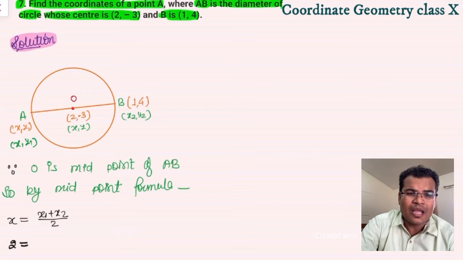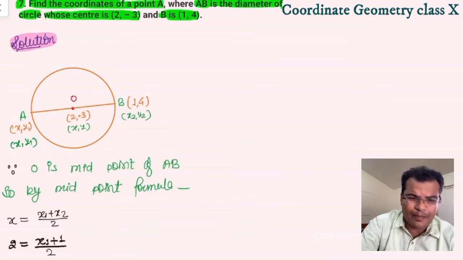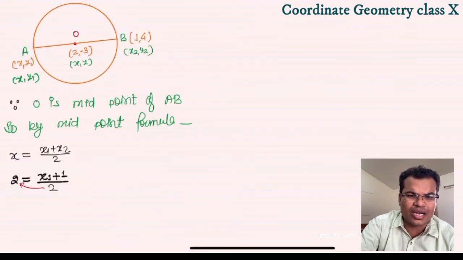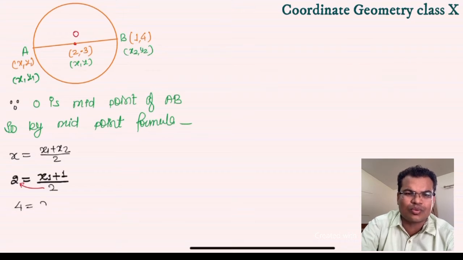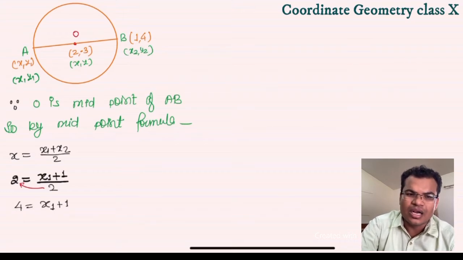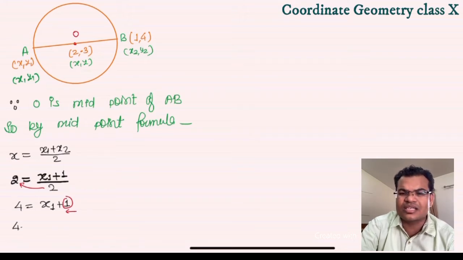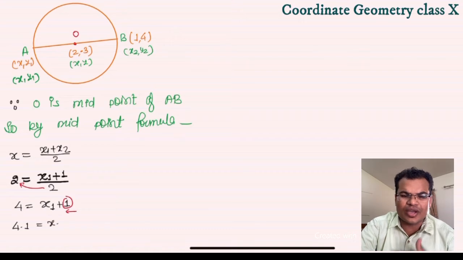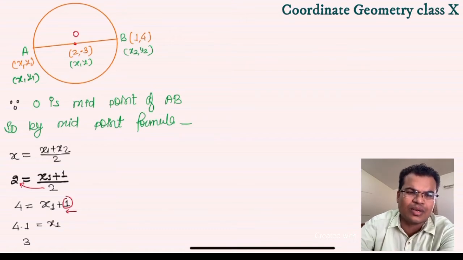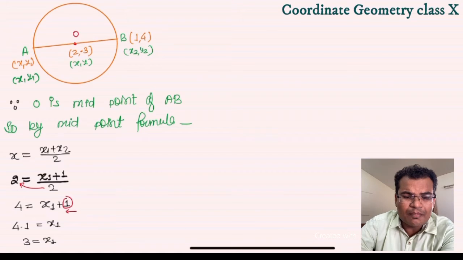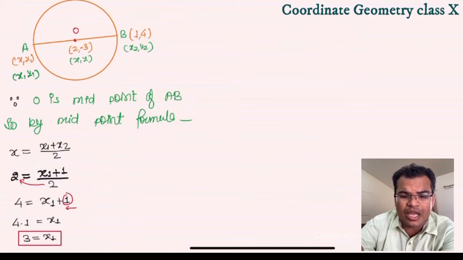So putting the values in this formula, x is 2, x1 is x1 only, x2 is 1, upon 2. So 2 will come to multiplication with 2, 2 twos are 4. So the next step is 4 is equal to x1 plus 1. 1 will go to the left hand side, so it becomes 4 minus 1 is equal to x1. This is the next step, and we know that 4 minus 1 is 3. So basically this is very simple. We get the value of x1 as 3.